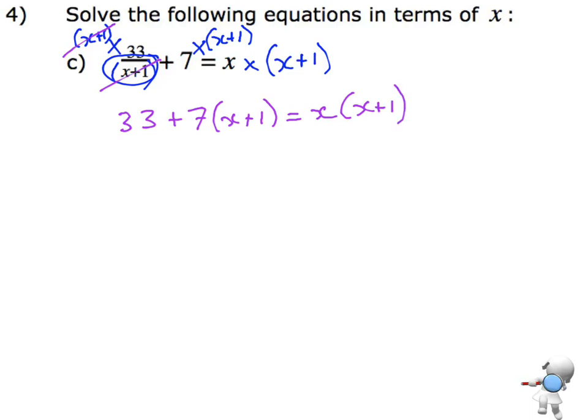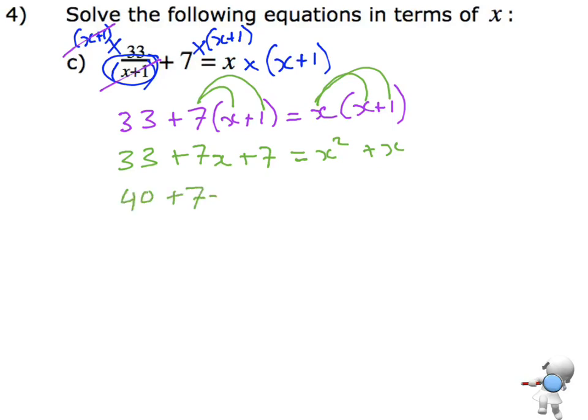Now I want to rearrange and solve this equation. So now I want to expand out the brackets. I'm going to leave my 33 first of all. 7 times x gives me 7x, and 7 times 1 gives me 7. Then I'm going to do x times x to give me x squared, and x times 1 to give me plus x. So now I can simplify again a little bit. Each time I do something, simplify. On the left-hand side, 33 plus 7 gives me 40 plus 7x equals x squared plus x.